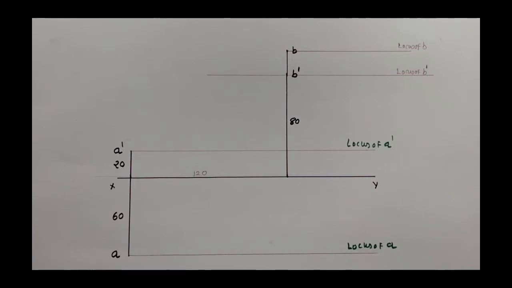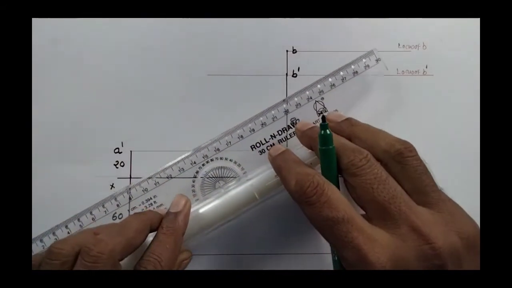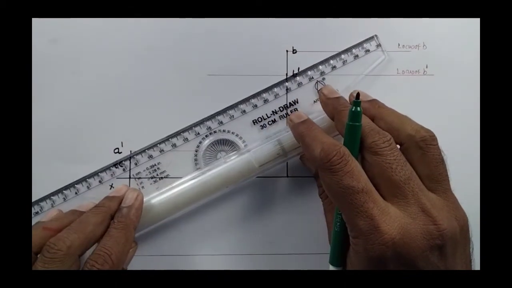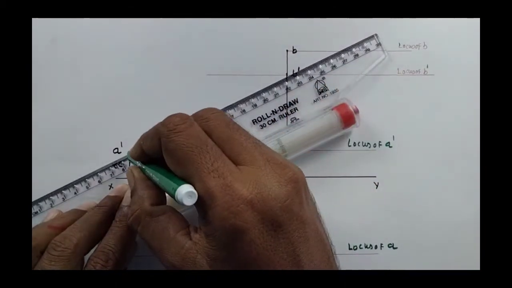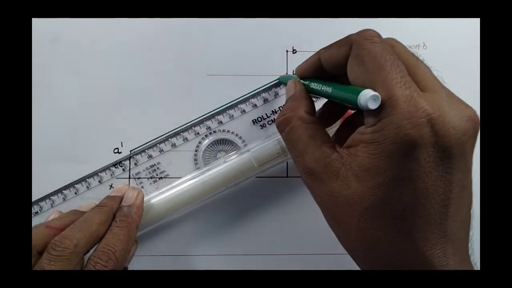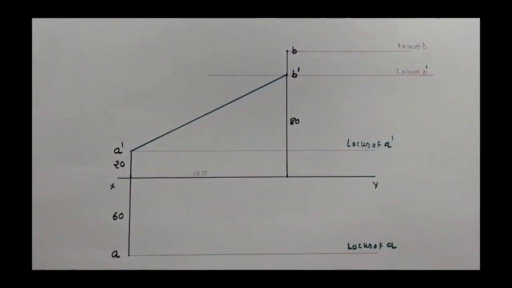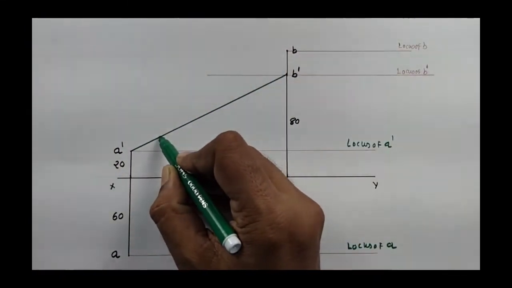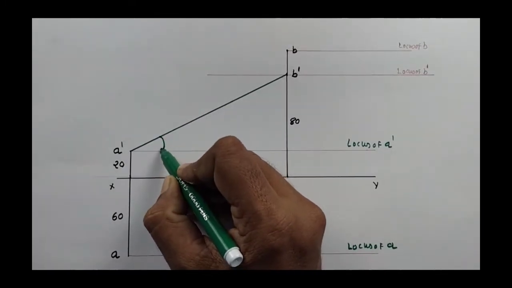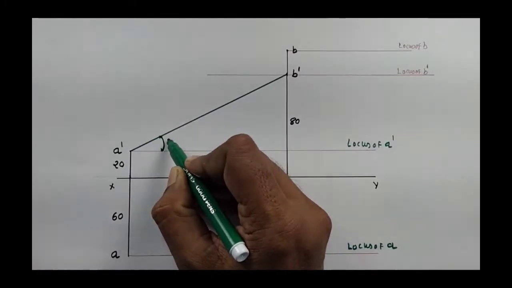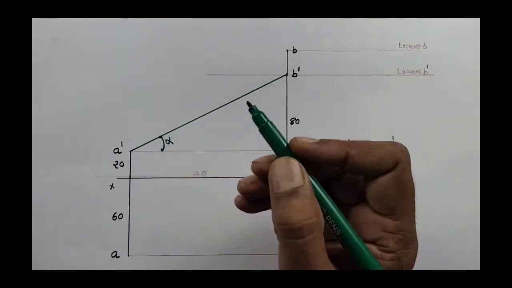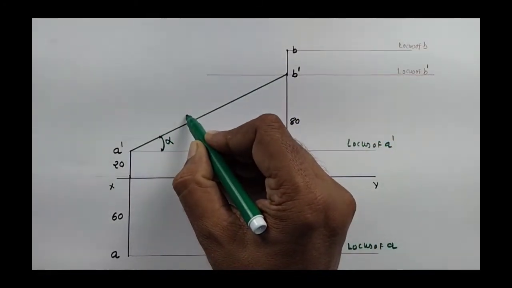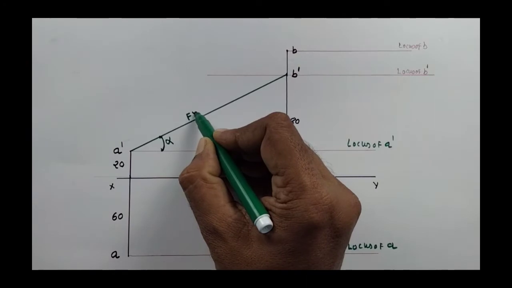Now we join our actual elevation A dash B dash. Our actual elevation is inclined to the XY line, and that angle we call alpha. This is our front view only.